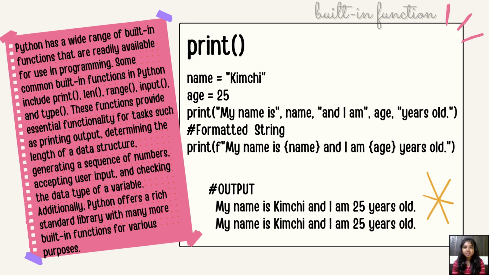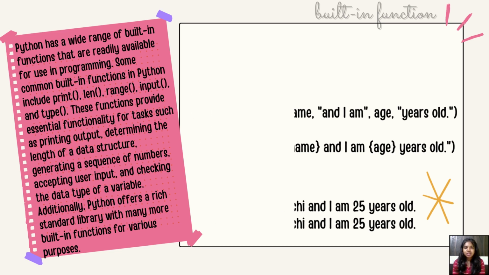In this example, kimchi is stored in the variable name. 25 is stored in the variable age. This print statement outputs the necessary details, whereas this statement will output the same as the previous example, but it uses a formatted pattern where the user has to insert the variable directly into the string.